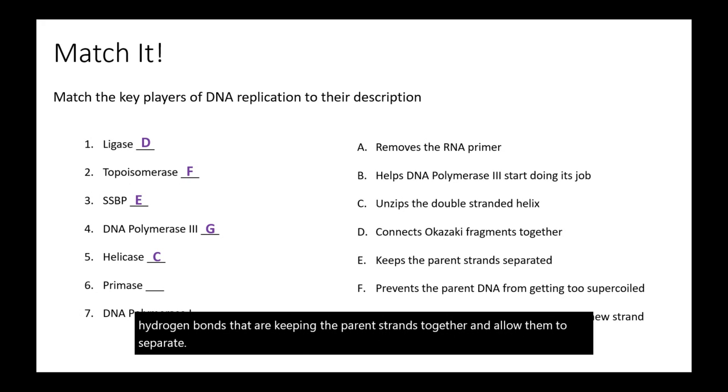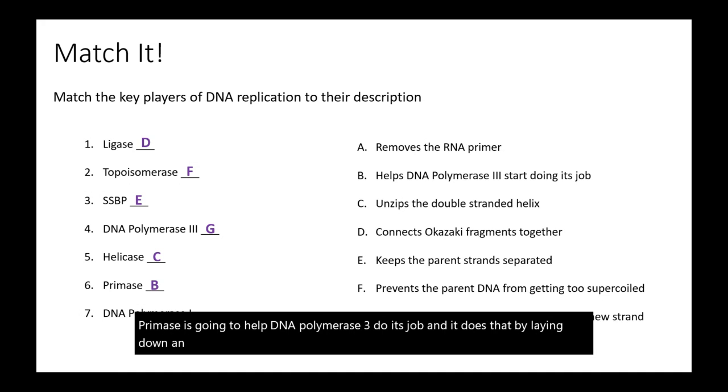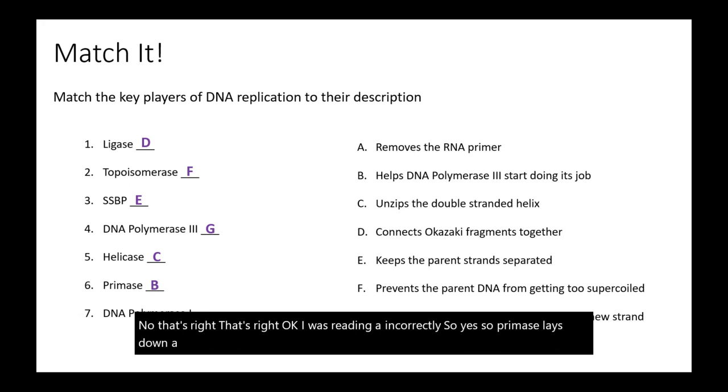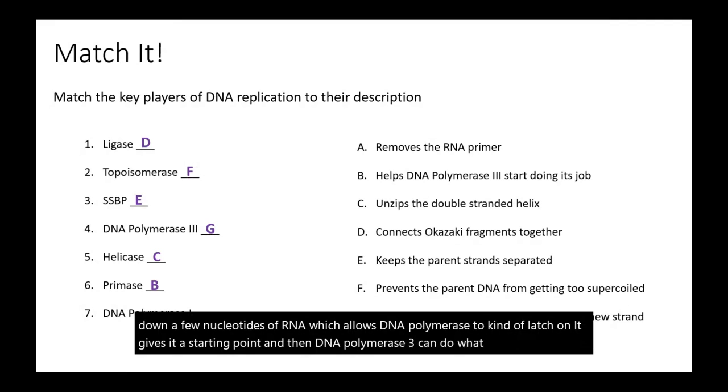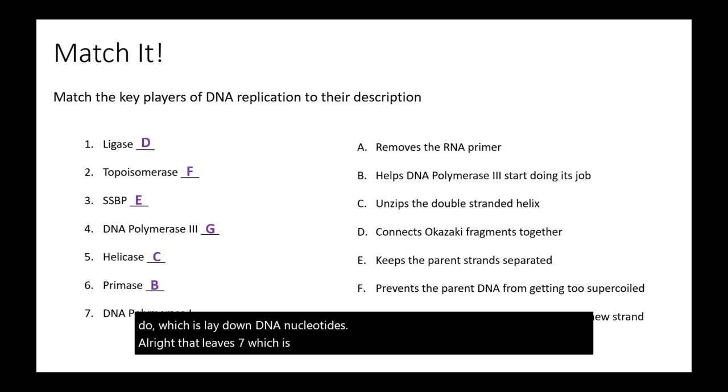Primase is going to help DNA polymerase 3 do its job, and it does that by laying down an RNA primer. Oh, I'm sorry, that should say, oh no, that's right, okay, I was reading A incorrectly. So primase lays down a few nucleotides of RNA, which allows DNA polymerase to kind of latch on. It gives it a starting point, and then DNA polymerase 3 can do what it's supposed to do, which is lay down DNA nucleotides.